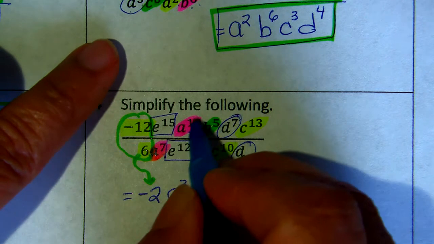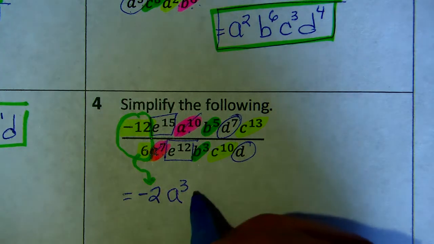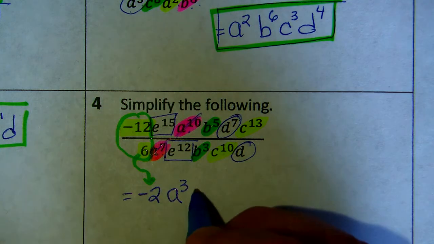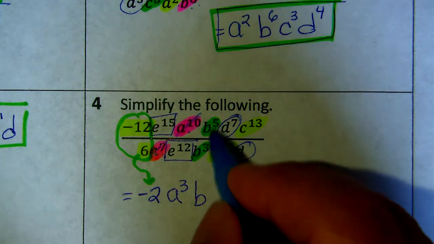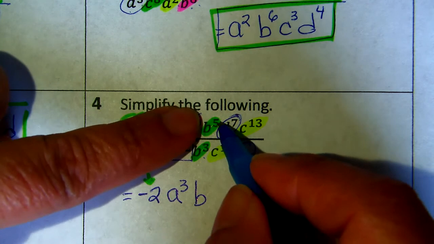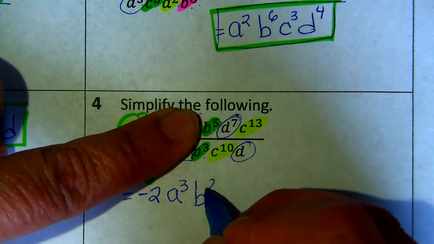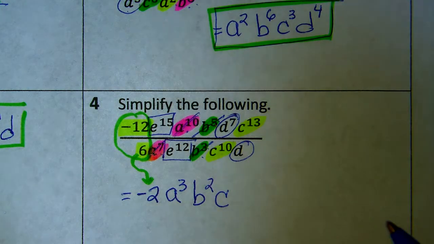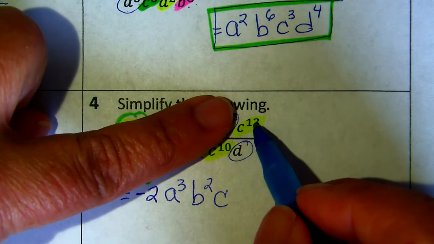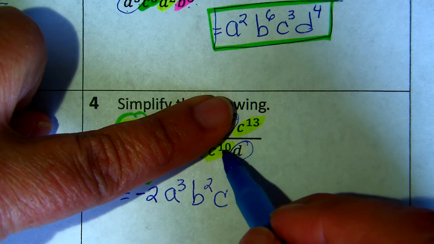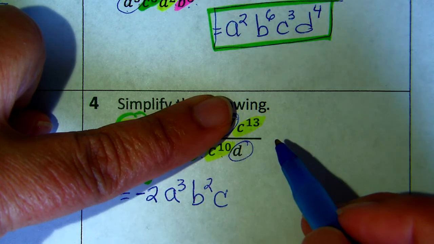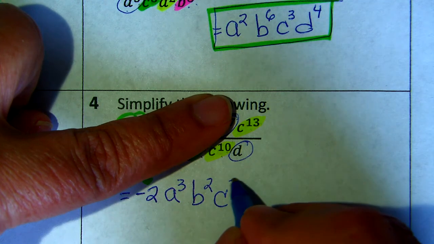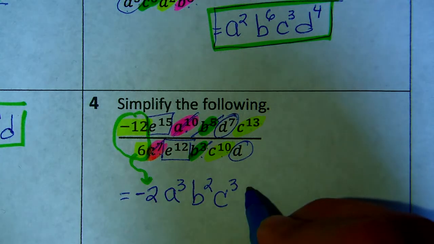Let's move on to the B. So now we're taking care of the A's. Now this time I'm going to just cross them out. B. Where's the B? Right here. 5 minus 3, 2. I've taken care of the B's. Now let's tackle the C's. I have C to the 13 divided by C to the 10. What do you do? Subtract the exponents. 13 minus 10, 3.